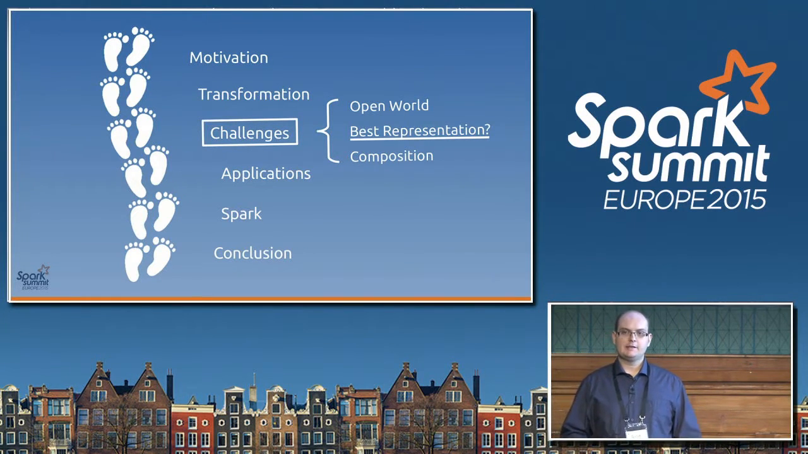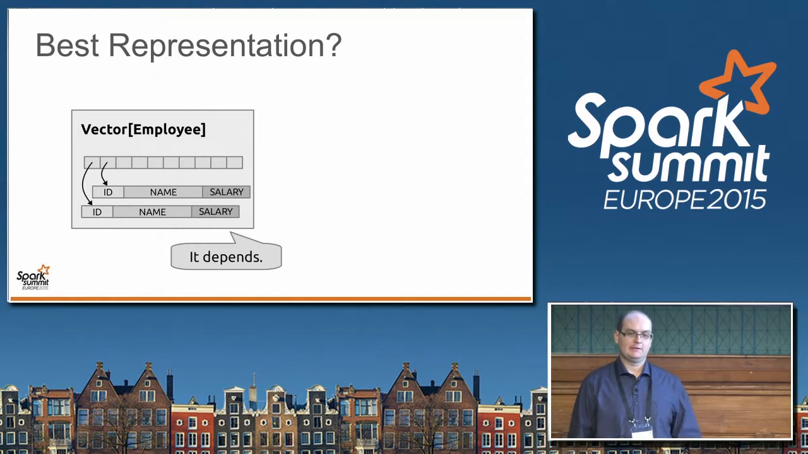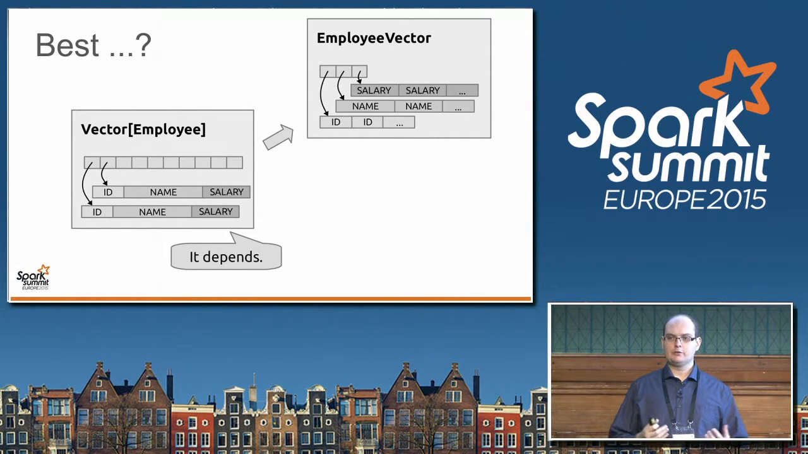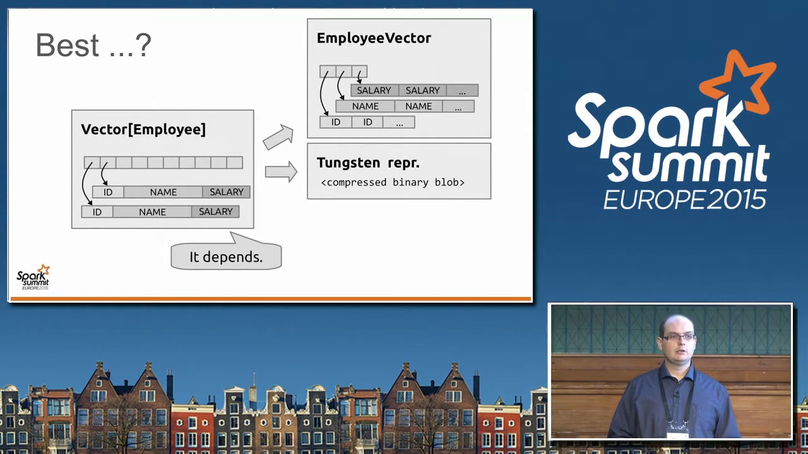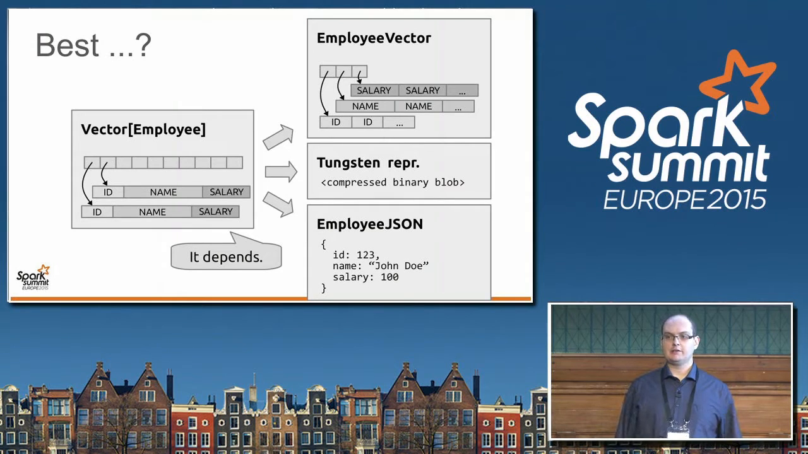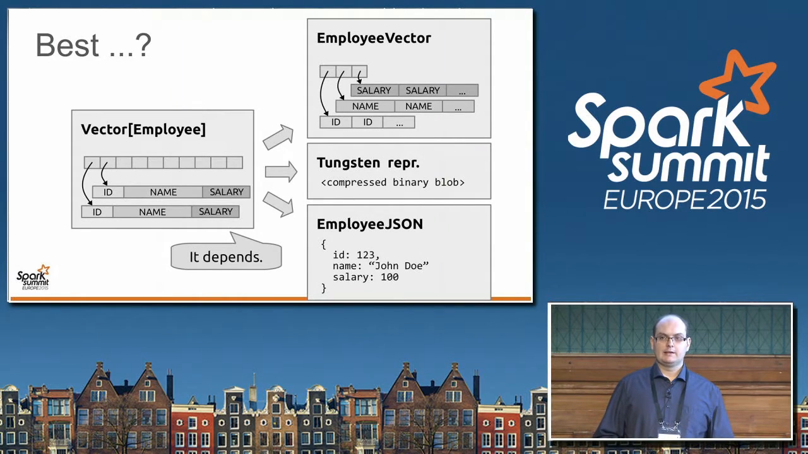Okay, so another challenge is the question of what is the best representation. So who thinks they know what is the best representation for the vector of employee? Good, nobody. Because it depends. It depends on what we do with the data. If we want to iterate a lot over this data, a column-oriented storage will be the most efficient way to store it. What if we do in-memory processing and we really don't have a lot of memory? We would like a very compact representation. So we would use a different way. Or what if, for example, we're communicating with a JSON server and we might decide we just want to store it in JSON right away. We don't want to convert to Scala objects, to a Scala vector with employees. We just operate directly on the JSON. So it really depends what is the best representation.